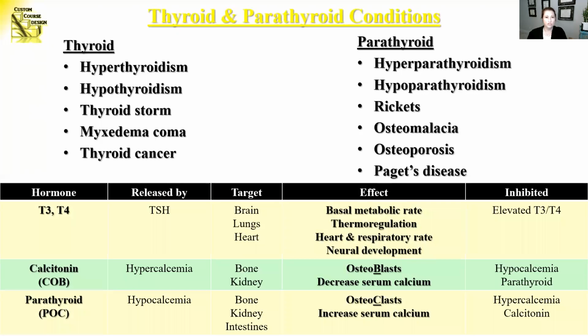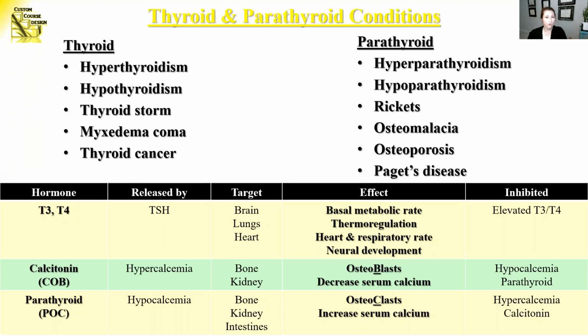Then we have calcitonin, and if you can remember COB, calcitonin stimulates osteoblasts. So if we have a high level of calcium, hypercalcemia, it will stimulate the osteoblasts to incorporate that calcium into the bone. It works at both the bone and the kidney. So again, those osteoblasts build bone, and it acts at the kidney to decrease the serum calcium.